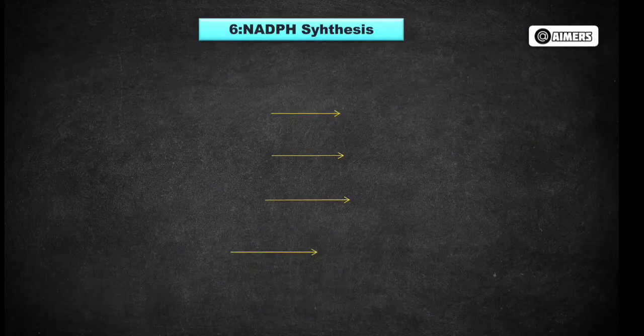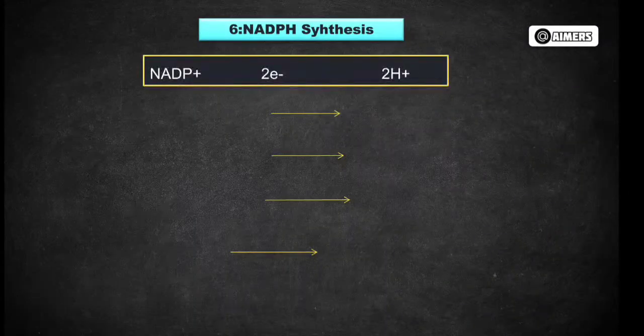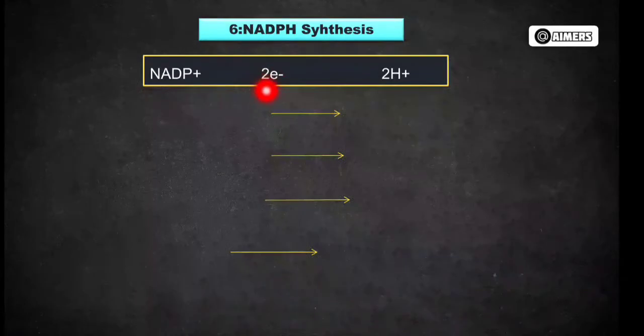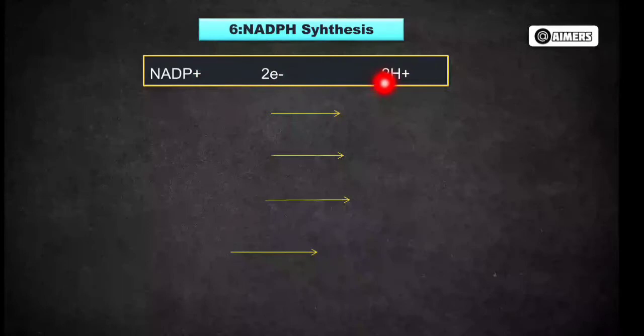Now, how does this NADPH synthesis occur? We have three components right now in the chloroplast. First is NADP plus, which is already present in the plant. The second is two electrons which were excited from photosystem I. And third is two hydrogen ions from the water, which also travel through the whole Z scheme. So these three components are available to us and we have to synthesize NADPH.